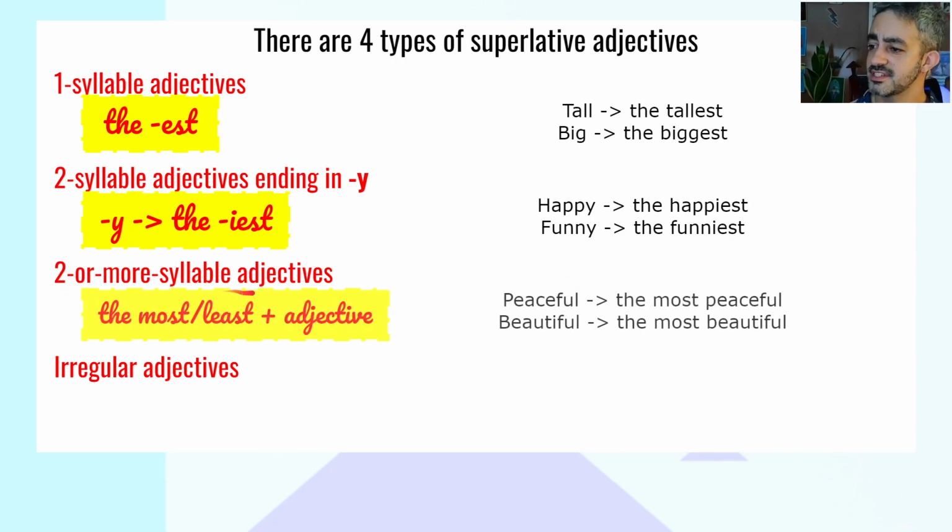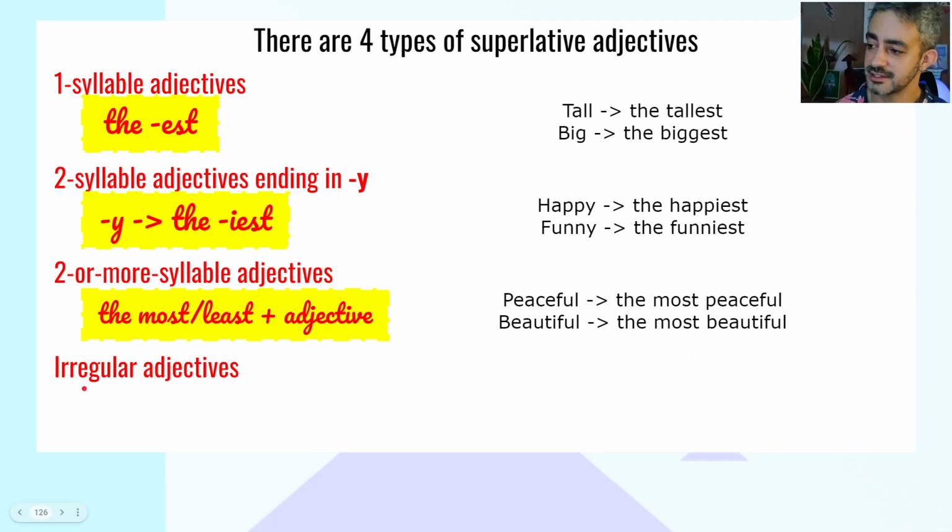For 2 or more syllable adjectives, we add the most or the least plus the adjective. Today we're just really focusing on the most. So peaceful becomes the most peaceful, beautiful becomes the most beautiful.